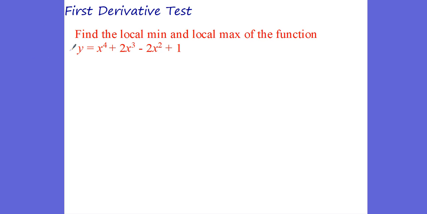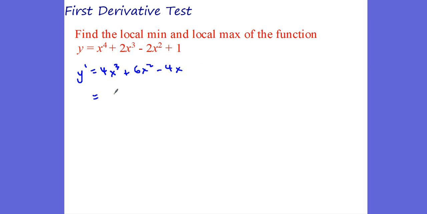All right, let's go through another problem of the first derivative test. We're going to find the local mins and maxes of this function, y equals x to the fourth plus 2x to the third minus 2x squared plus 1. So what's the first thing we're going to do? We're going to take the derivative using the power rule: 4x cubed plus 6x squared minus 4x plus 0.